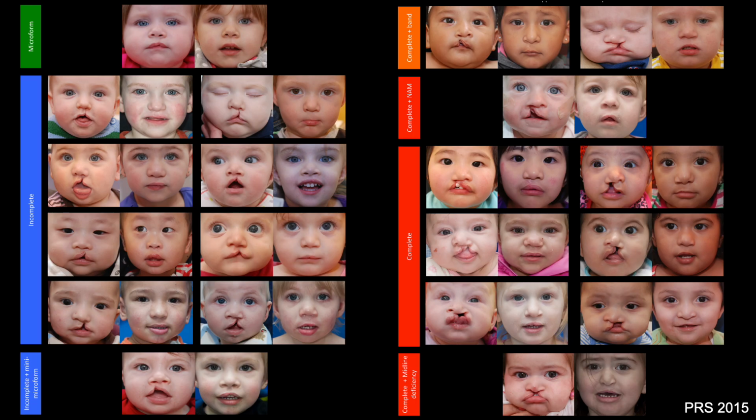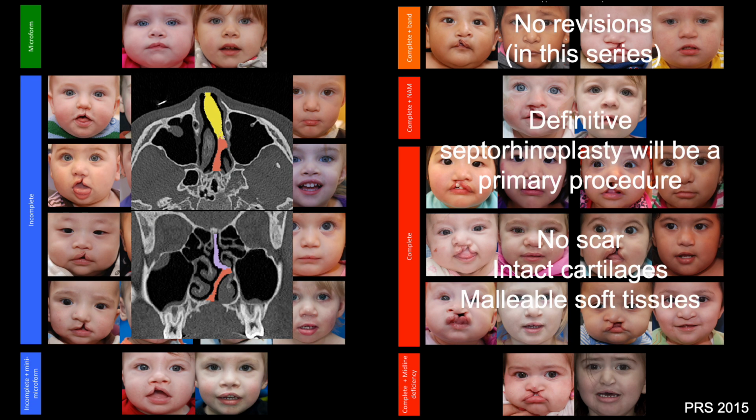I previously published the outcome of the middle 20 of a consecutive series of the first 100 patients treated in practice. They're arranged in order of severity, from least severe on the left to most severe on the right. In this series, there haven't been any revisions, and what I anticipate is that these kids will likely still need septorhinoplasty in the future because of the deviation of the bony septum. But with that procedure, it will be a primary procedure with no scarring, intact cartilages, and malleable soft tissues.